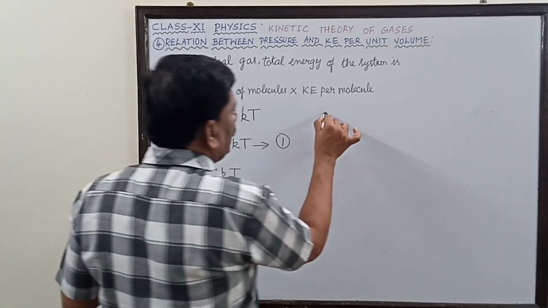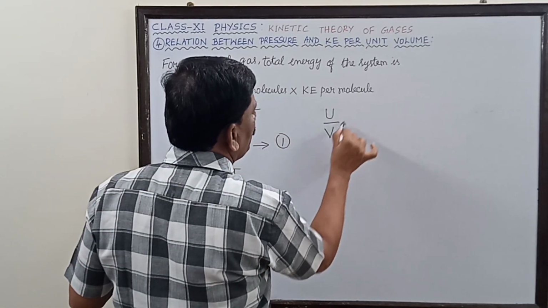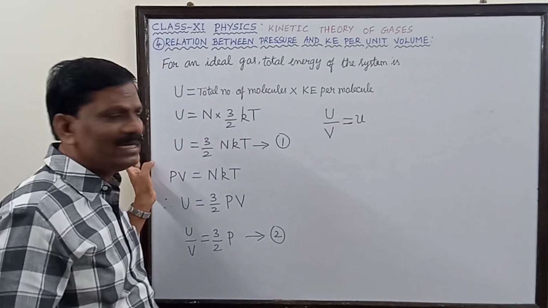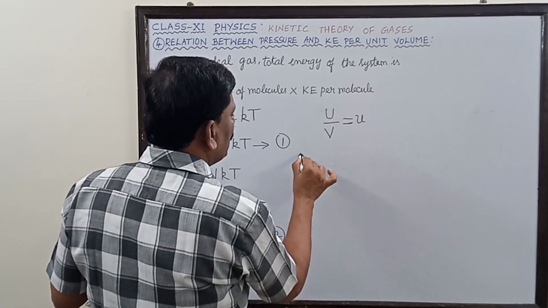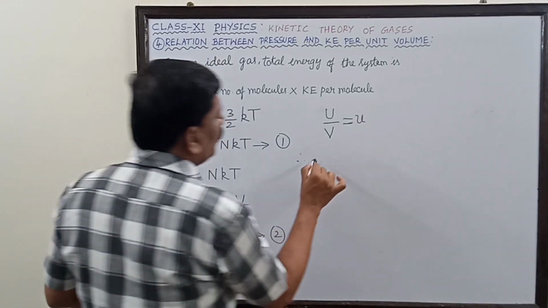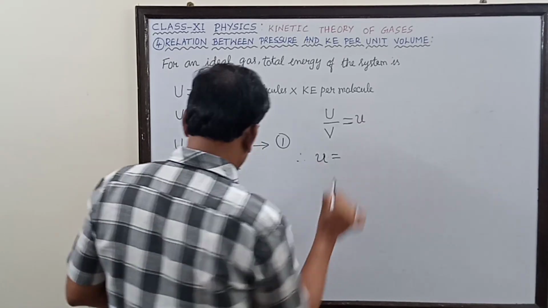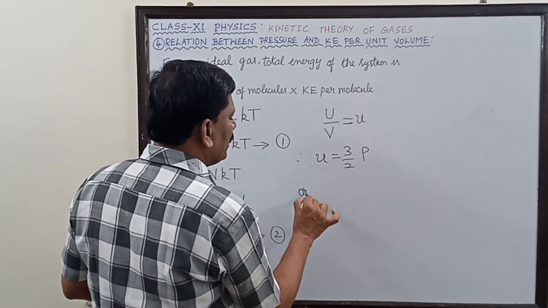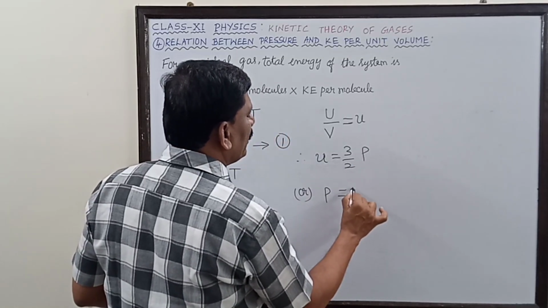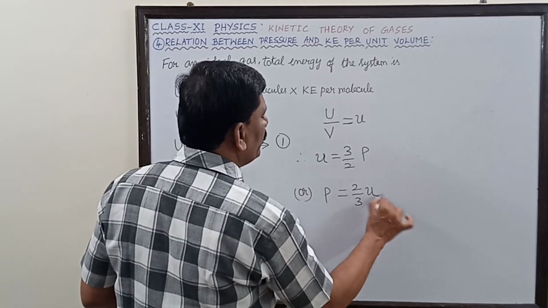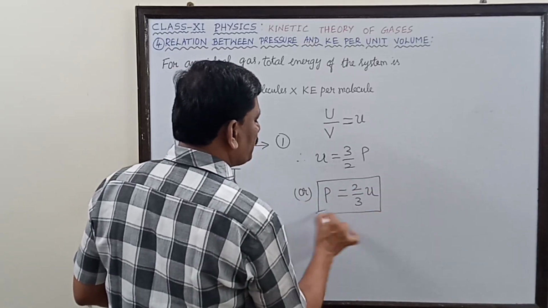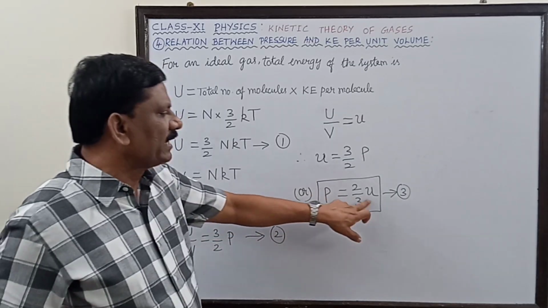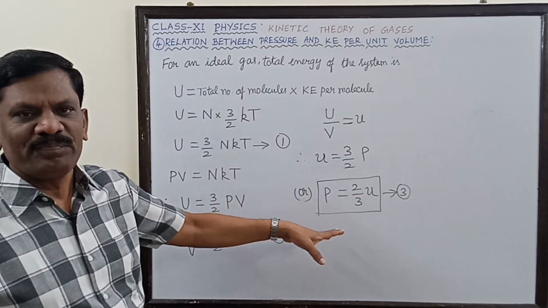But the total kinetic energy per unit volume is also equal to the average kinetic energy per unit volume or energy density u. Okay. Therefore, now u is equal to 3/2 P, or the pressure P is now equal to 2/3 times u. So this is the expression which relates the pressure and average kinetic energy per unit volume.